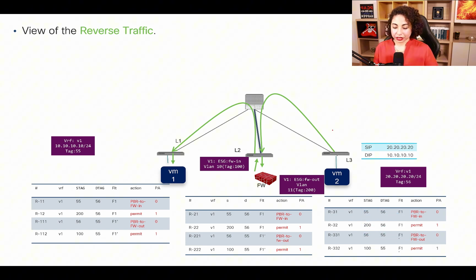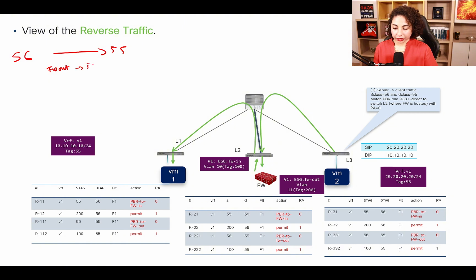So this time we are considering the source IP address being 2020, and the destination is 4 times 10. Okay, so the leaf3 receives this traffic. It will retrieve from its learning the class of the source and the class for the destination. So this time we are considering traffic from 56 to 55. So for this traffic, we are going to go to the firewall out first, then to the firewall in leg.